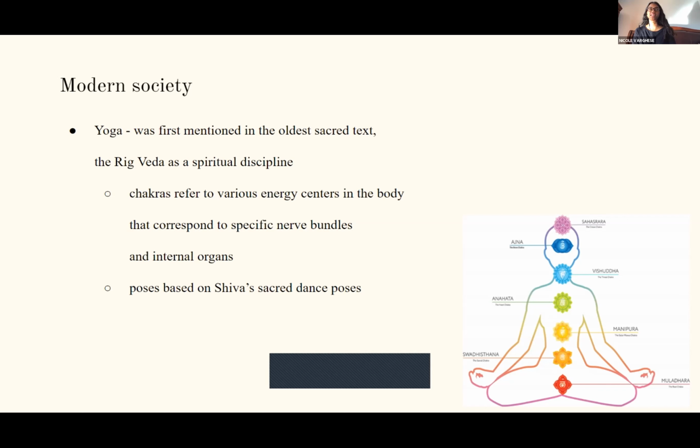And also the poses that we do in yoga are based on Shiva's sacred dance poses, which he would use to end the world and restart the next cycle.